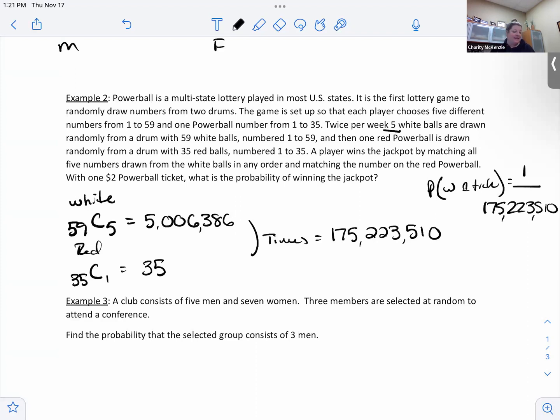Not very likely. This is actual Powerball. So I'm going to divide those real quick. 1 divided by 175,223,510. And oh my gosh, the probability is so small. Put it in scientific notation.